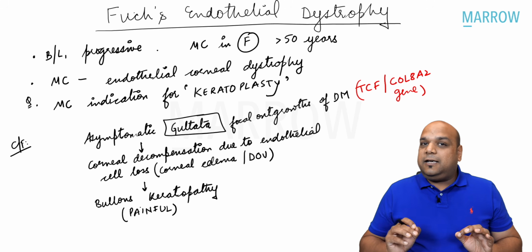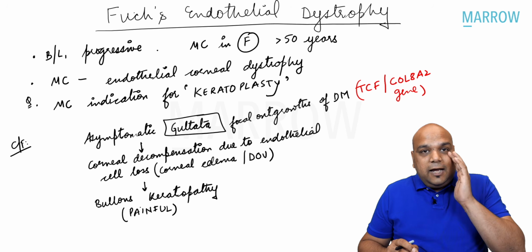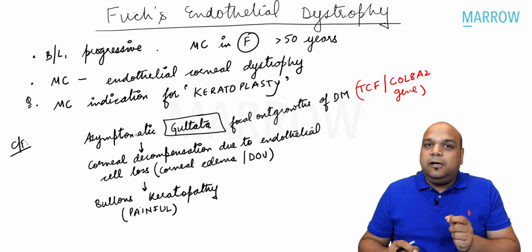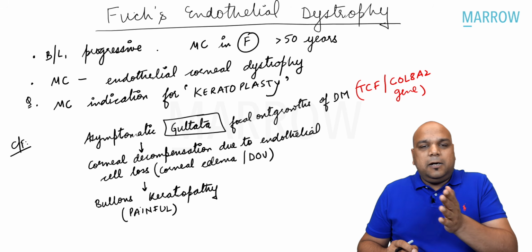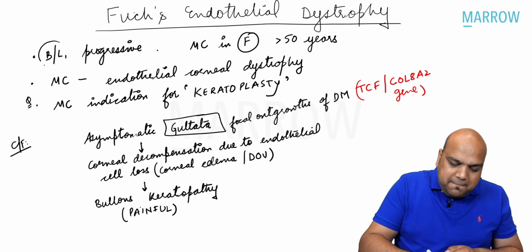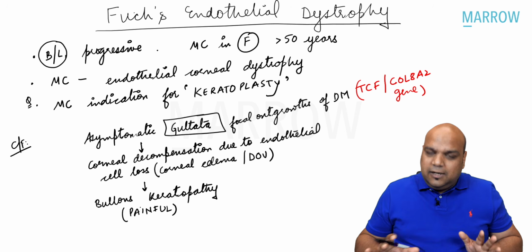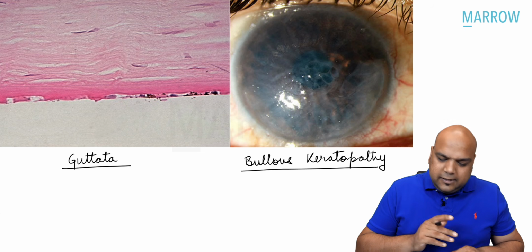So now if you understand, this is what is given in the question. In one eye, there is already bullous keratopathy. So in one eye, FED, Fuchs endothelial dystrophy, has progressed to the last stage. But in the other eye, it is still asymptomatic guttae, because this is a bilateral disease. Bilateral but asymmetric. That's all. Are we clear about the clinical features? If not, then let us see these two photographs.